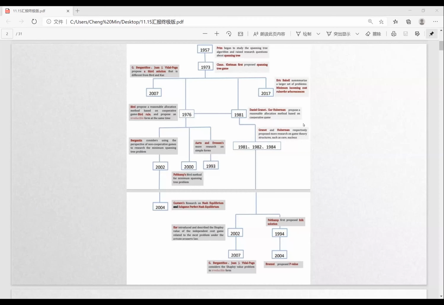In 2002, Kar introduced and described the Shapley value of the independent cost games related to the minimal cost spanning tree game, and Bergantiños referred to the Shapley value in a reducible form because the Bird rule doesn't have some properties. So there is a third solution named the Folk rule. It has many good properties, such as solidarity, population monotonicity, and so on.